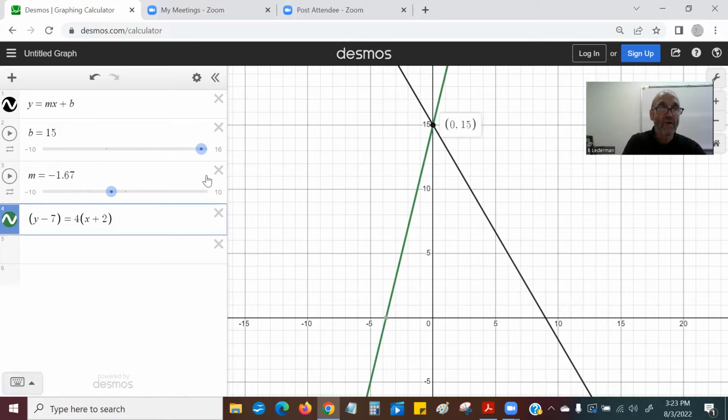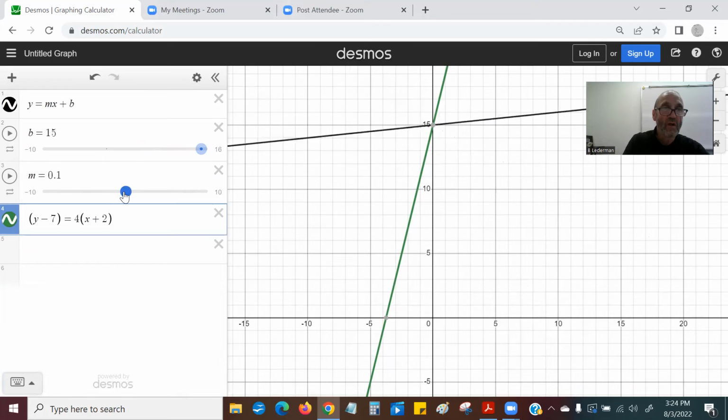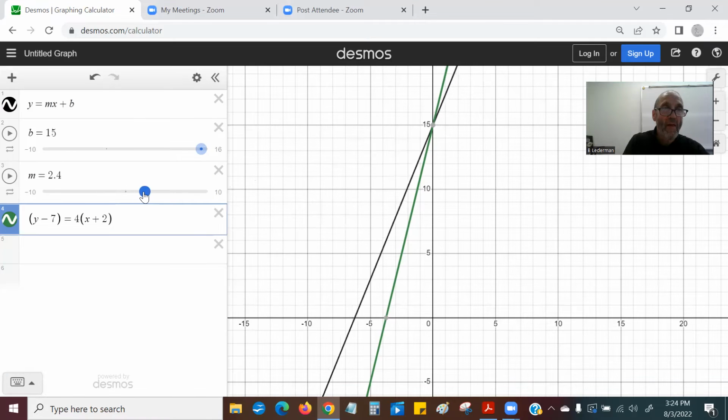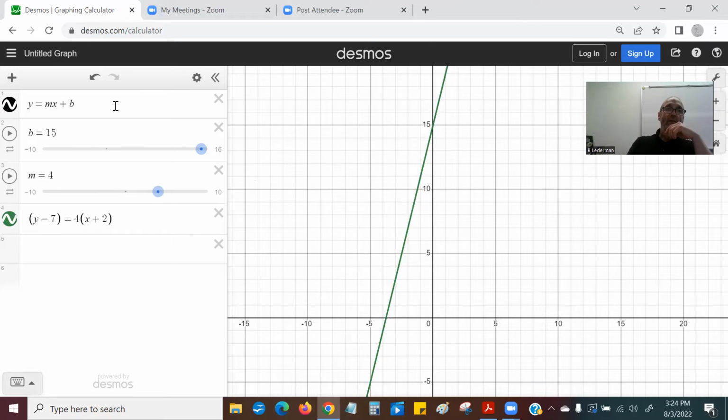But I still got to fix the slope because this is negative. I could set the slope equal to 4. And it is 4 right now. So notice that now this top is y equals mx plus b, y equals 4x plus 15, because m is 4, b is 15. This guy here is y minus 7 equals 4 times x plus 2. And notice it's the same line. It winds up being the exact same line. And that is terrific.